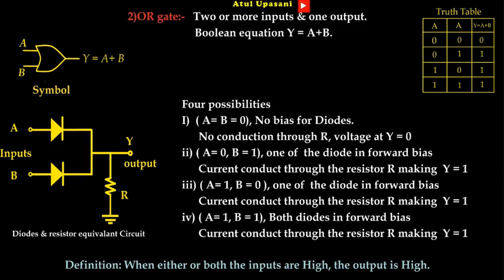Similarly, if both the inputs are high, both the diodes will be forward biased and we will get high at the output. So here from the truth table you can see, when both are low, the output will be 0. If one of the diodes is forward biased or both of the diodes are forward biased, we will get high output. We can define it as: either or both of the inputs are high, the output is high.